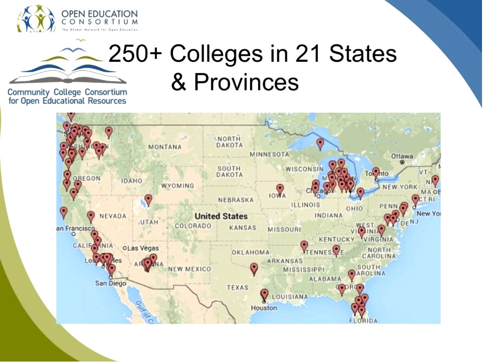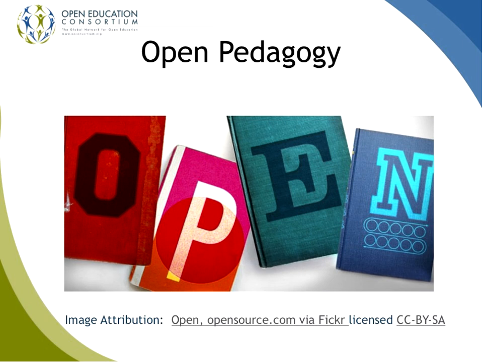CCC OER is in 250 colleges or more, a few more than that maybe now, in 21 states and provinces. And so you can kind of see by looking at the map that we're very much clustered on the coast. But we are always seeking to expand, and we love to have new members join us and share in this conversation.